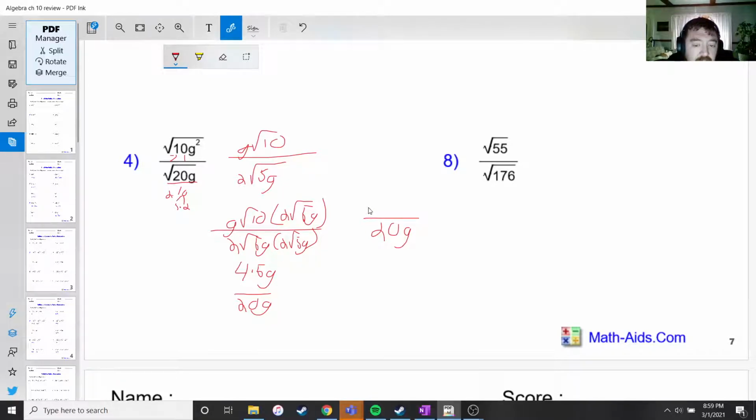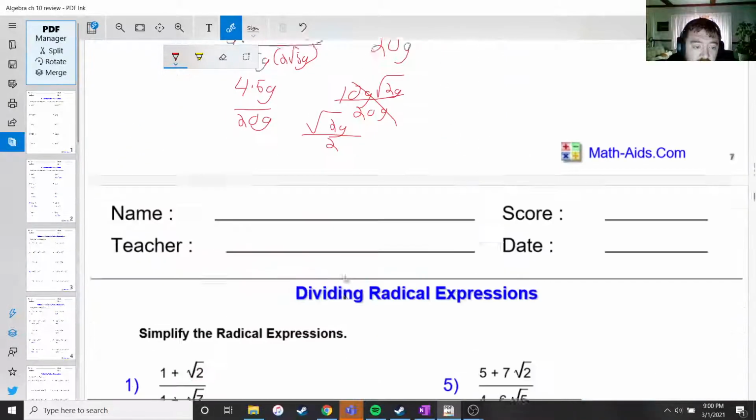And then we would have 2g times the square root of 5 times 10, so 50g, which really would simplify down to 10g square root of 2g over 20g. And this could all simplify to square root of 2g over 2. Number 4.